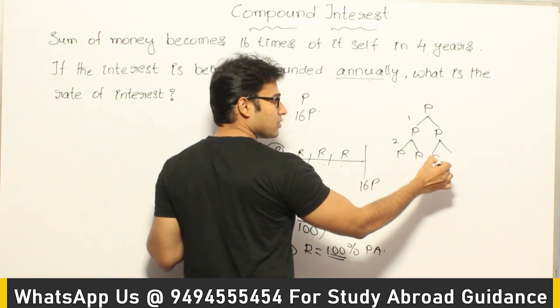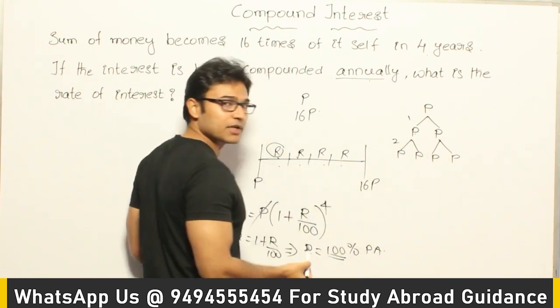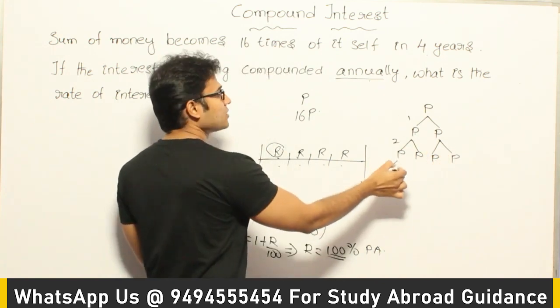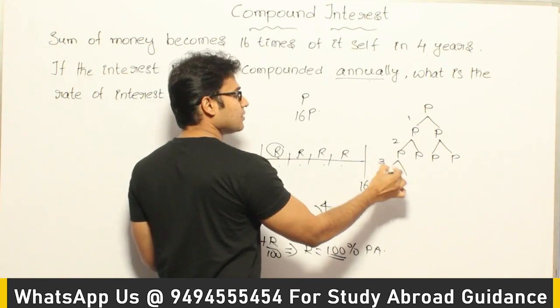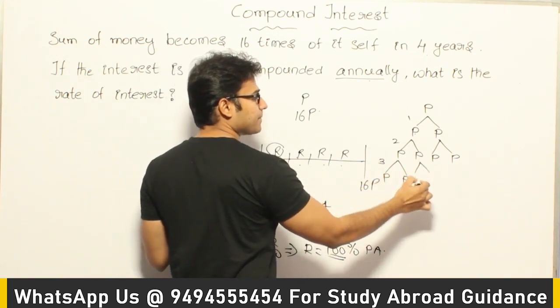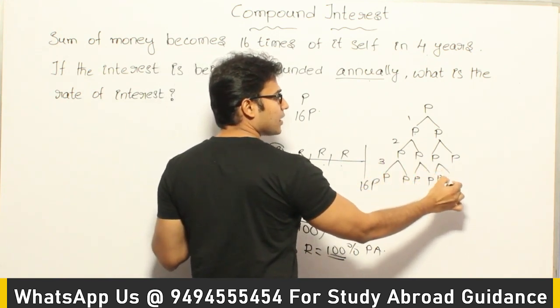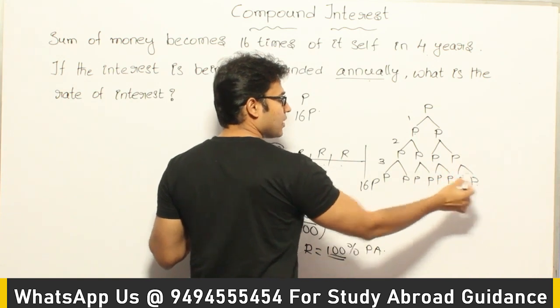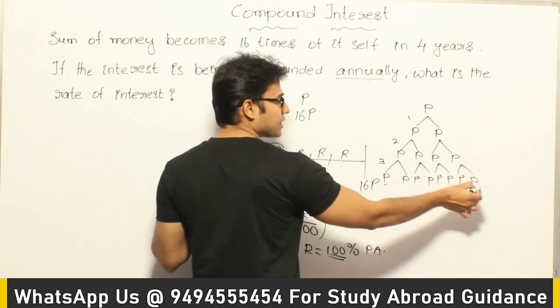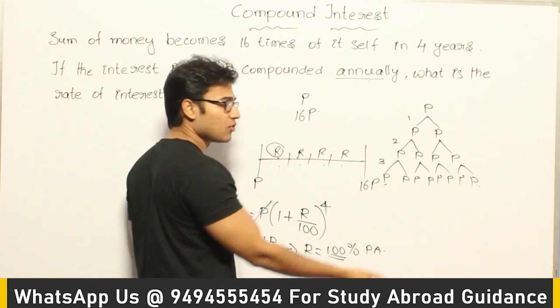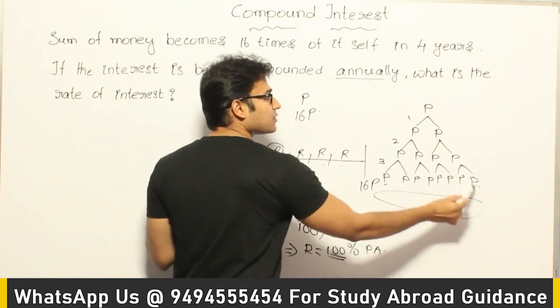And again this one is also going to give you the same. Now after 3 years, what is it that you are going to get? P, P, P, P, and again this one is also going to give you P, right? After 4 years, since this is 8, you are going to get 16. Therefore 16 times you are going to get it, right?